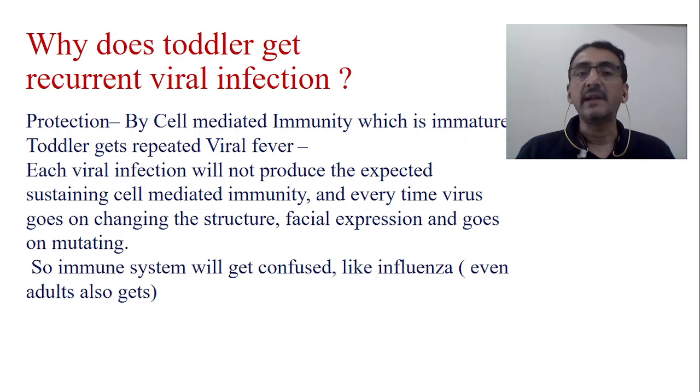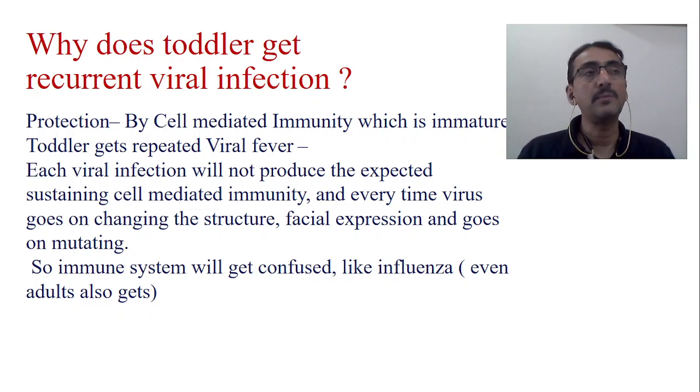Now, why does a toddler get recurrent viral infections? Because recurrent viral infections are quite common in the toddler age group. Why? Because each time a viral infection takes place, the protection is offered by cell mediated immunity, and cell mediated immunity is quite immature in children. So toddlers get repeated attacks of viral fever. With each viral infection, as the cell mediated immunity is immature, it would not produce the expected sustaining cell mediated immunity. And every time the virus goes on changing its structure and goes on mutating.